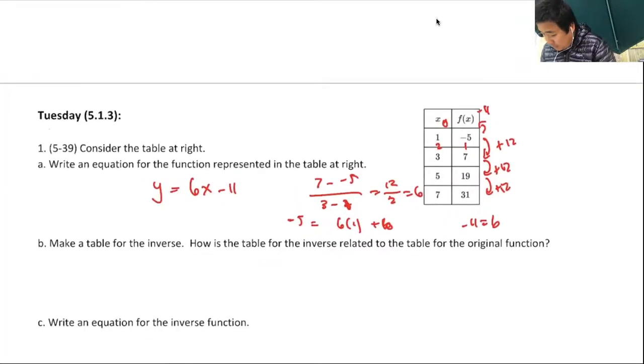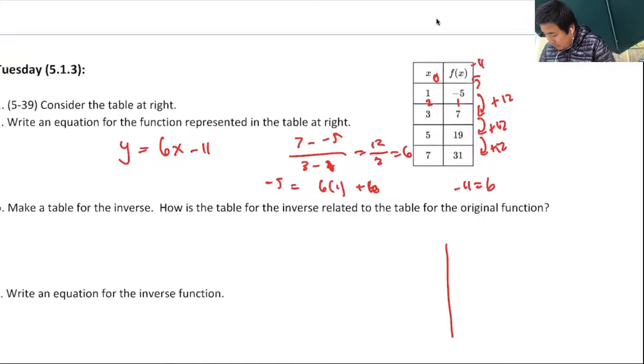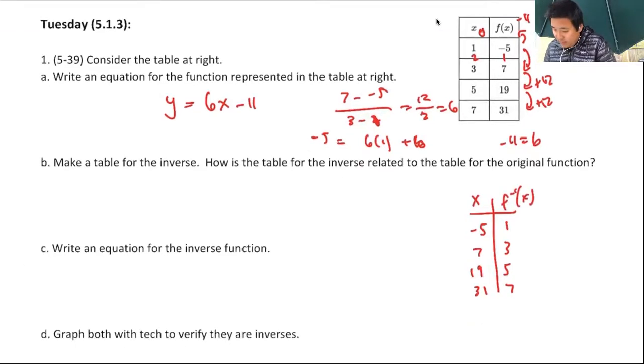Make a table for the inverse. How is the table related to the inverse table? You switch them. An equation for the inverse. So I'm going to switch x and y. So x equals 6y minus 11. So x plus 11 equals 6y. y equals x plus 11 over 6.